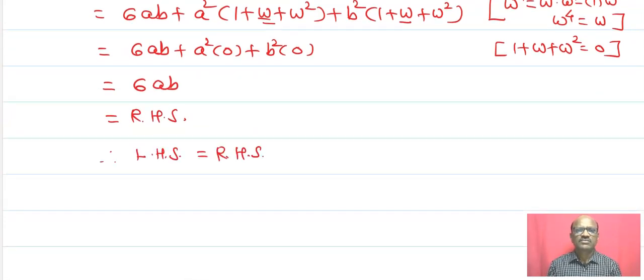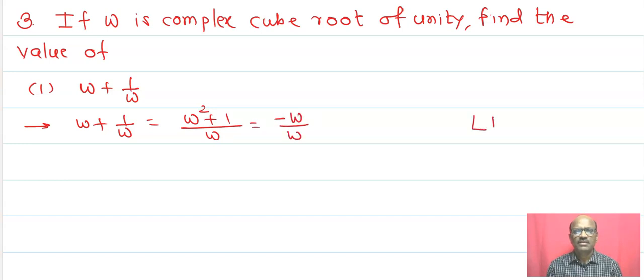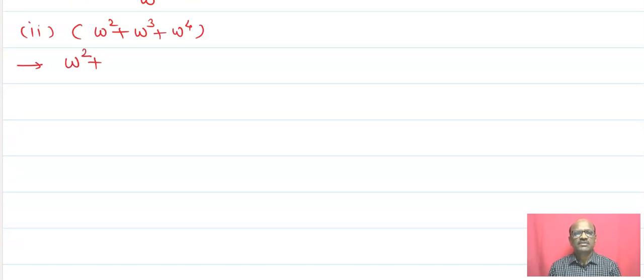Therefore LHS is equal to RHS. If omega is a complex cube root of unity, find the value of 1 plus 1 upon omega. Now here, 1 plus 1 upon omega is written in this manner, that is, omega square plus 1 upon omega. But what is the value of 1 plus omega square? That is minus omega upon omega, which is equal to minus 1.